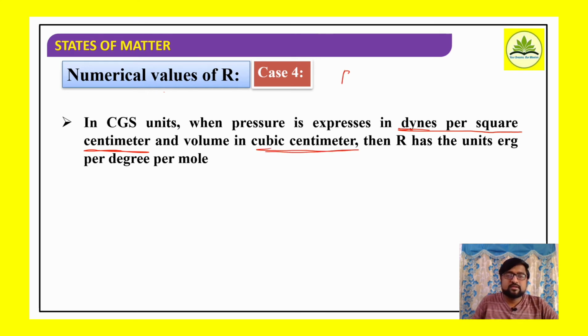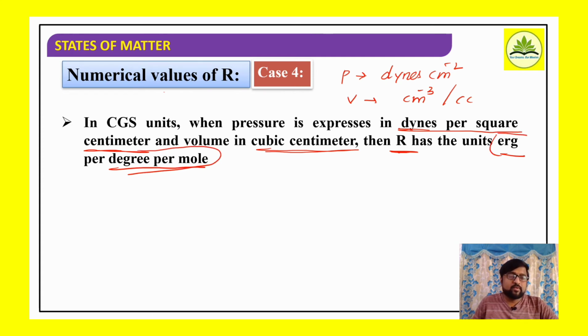So pressure is expressed in terms of dynes per square centimeter, and volume is expressed in terms of cubic centimeter, or cc. Then R has units of ergs per degree per mole. So what is the unit for R? It is erg per degree per mole.